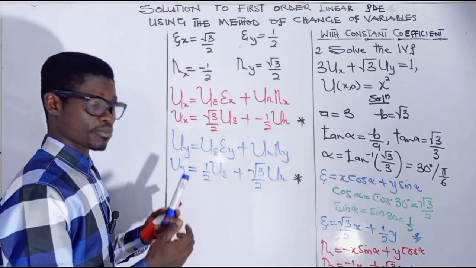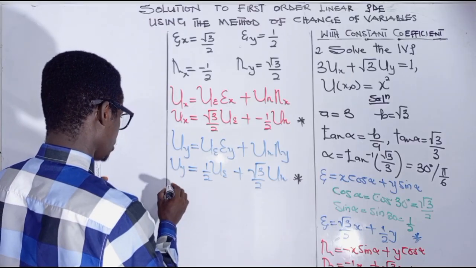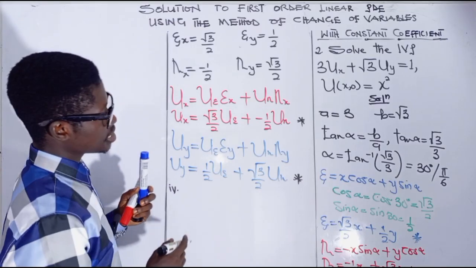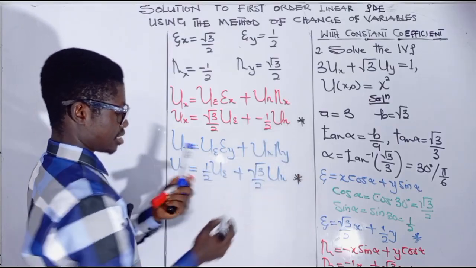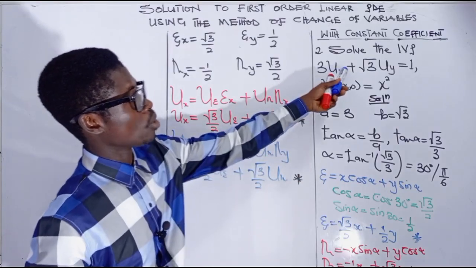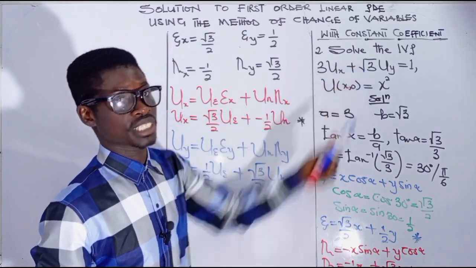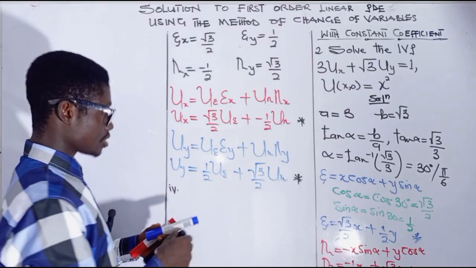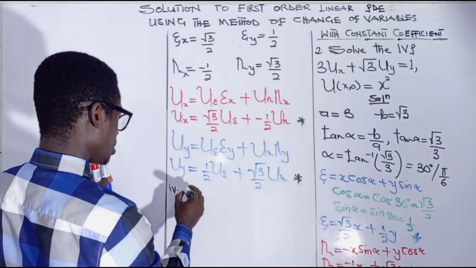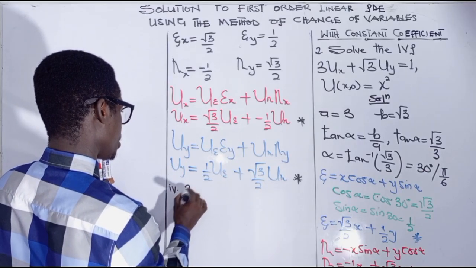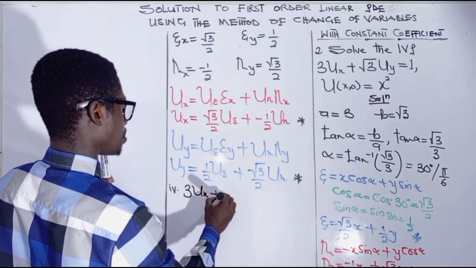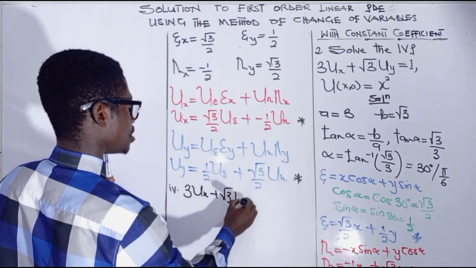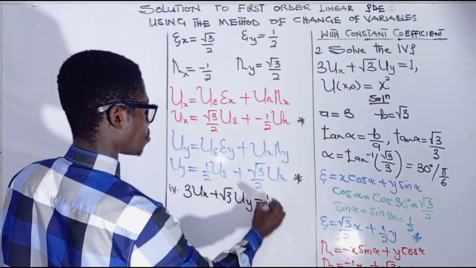So I always write step 4 because it is very, very important. These two equations are going to convert, or reduce, the PDE from a partial differential equation into an ordinary differential equation. Then we take it from there. So let's write our equation that was given: 3ux plus root 3 uy is equal to 1.